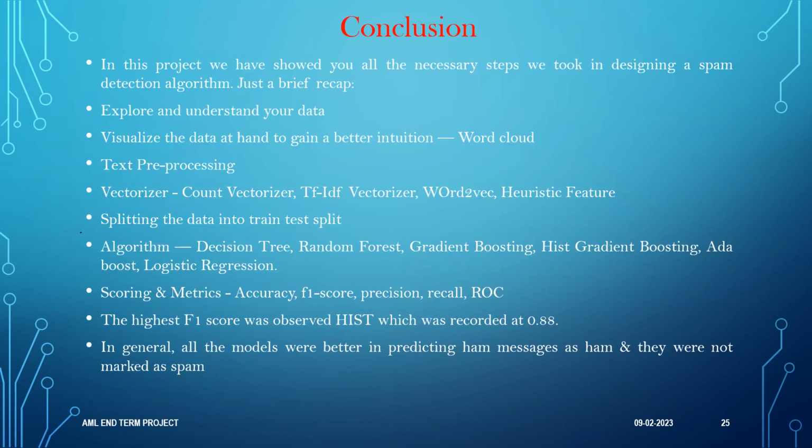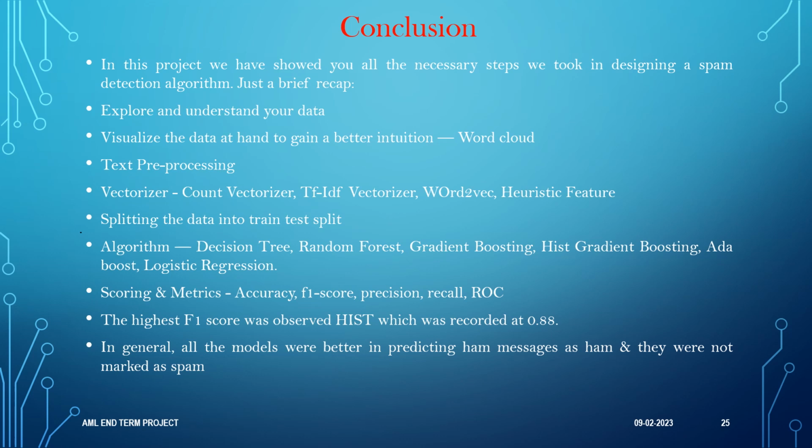Coming to the conclusion part, in this project we have shown the necessary steps we have taken for designing the spam detection algorithm. First, we explored and understood the data, followed by visualization of the data, and text pre-processing was done. Then vectorization was done using count vector, TF-IDF vector, word2vec and heuristic features.